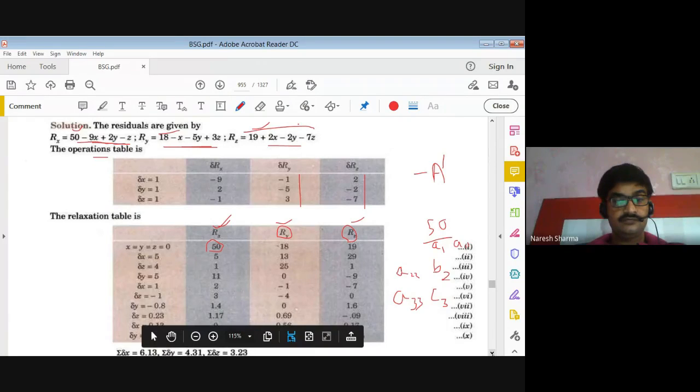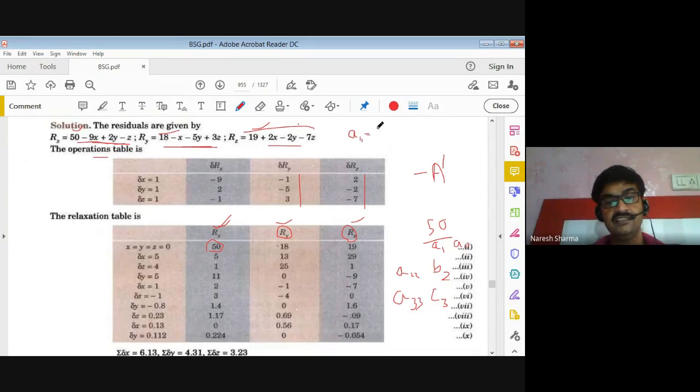For your choice, you may write here A11 is 9, A22 diagonal element is 5, and A33 is 7. So what you do? First in the table you just assume that x, y, z are 0. Once you take x, y, z as 0, Rx is 50, this is 18 and this is 19.